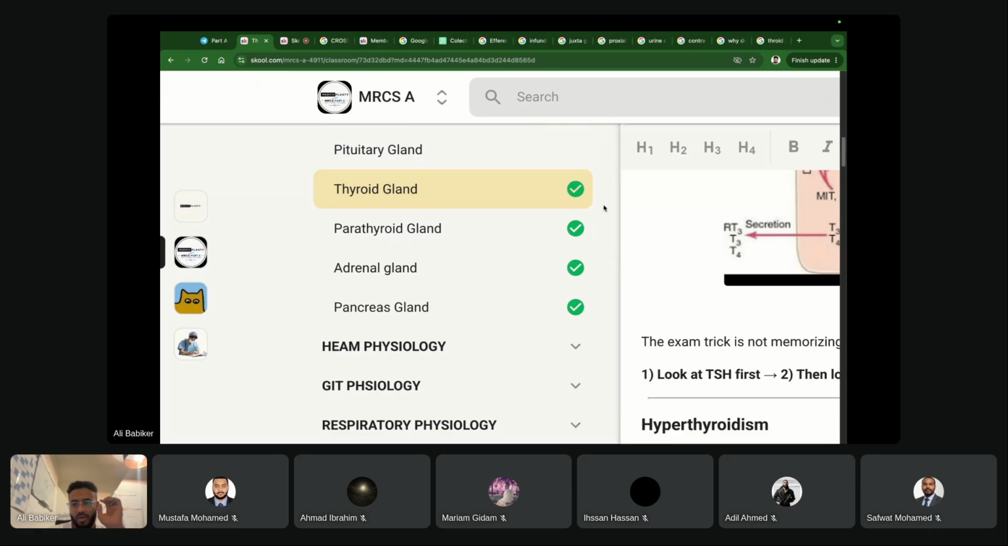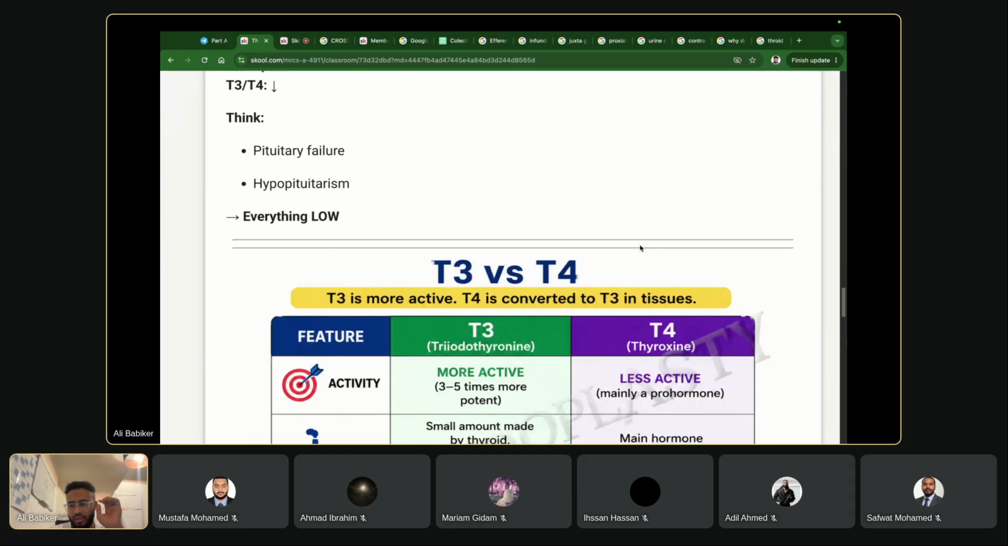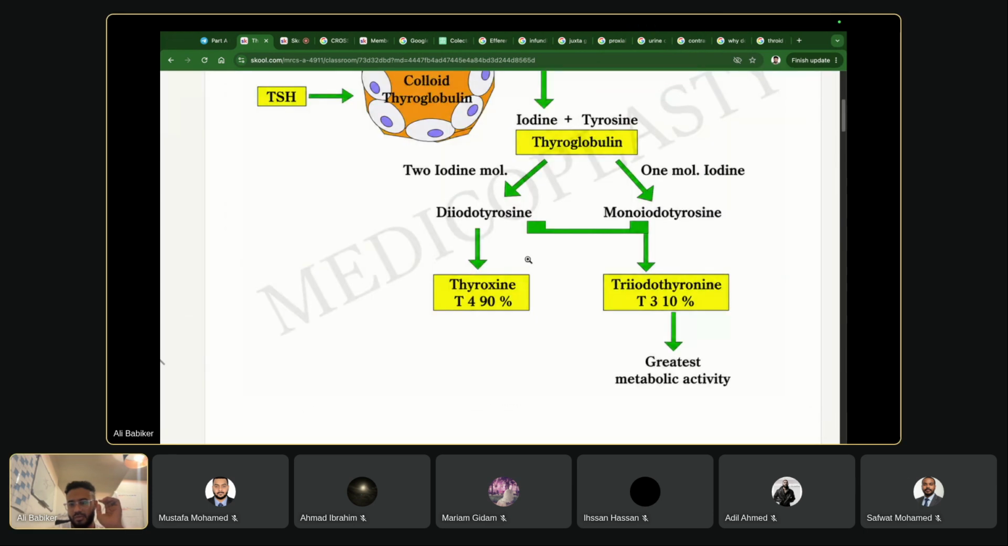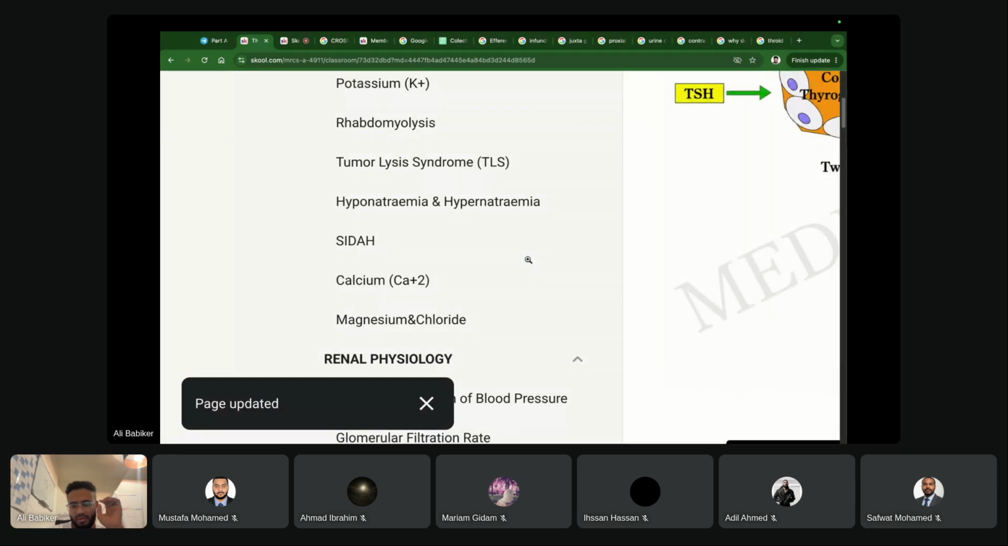Then, bear with me one second. We're going to tackle the parathyroid gland. Do you have any questions till now? All right.